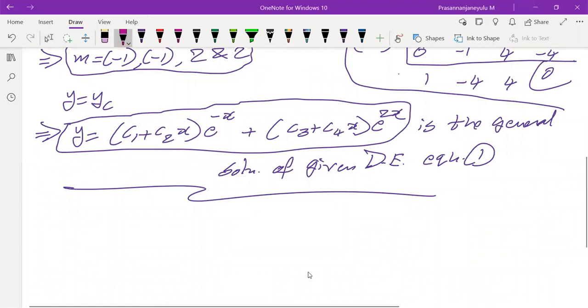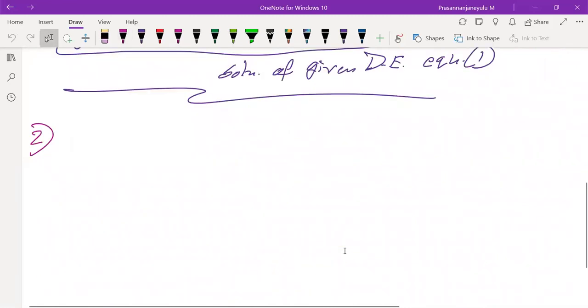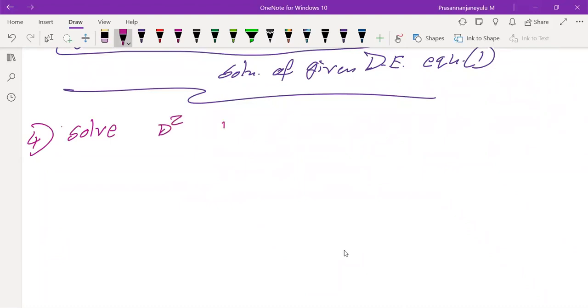Now going to take problem number 4. Problem number 4 is solve. Can anybody say any values? Any three different values. In this, so many students are there.